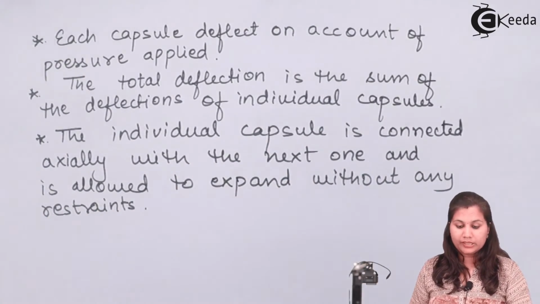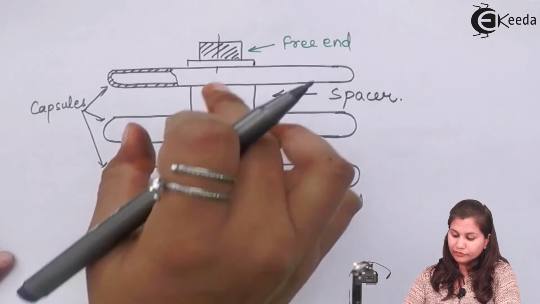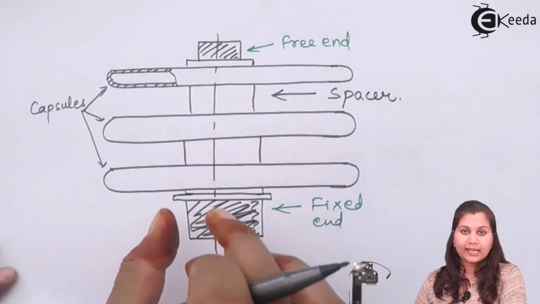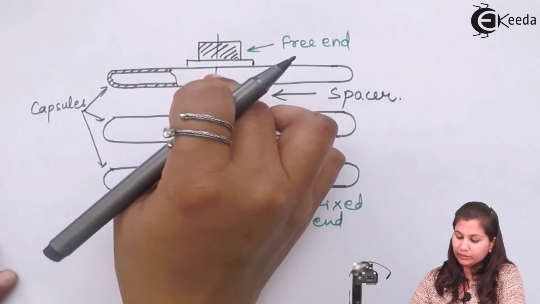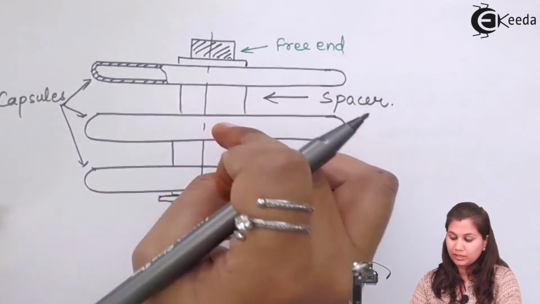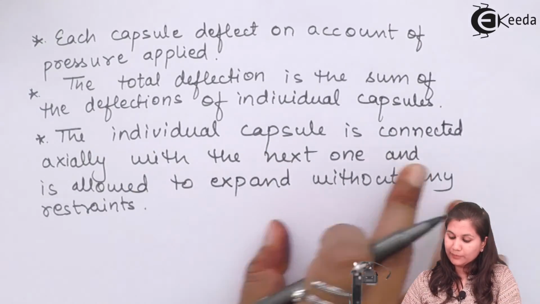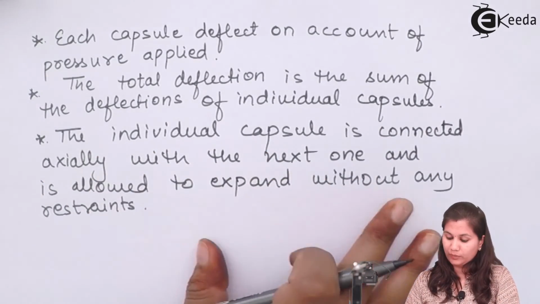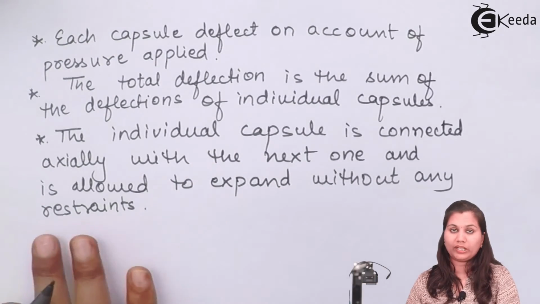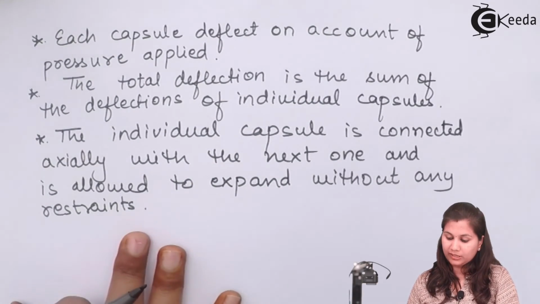So here you can see in the diagram that each of the capsules is connected axially with each other. One capsule is connected with the next one. Each individual capsule is connected axially with the next one and is allowed to expand without any restrictions or restraints.